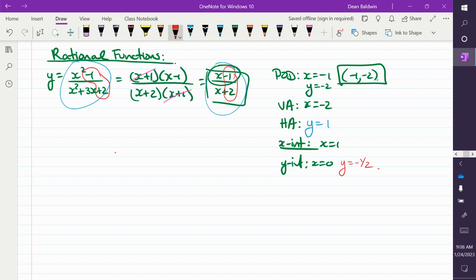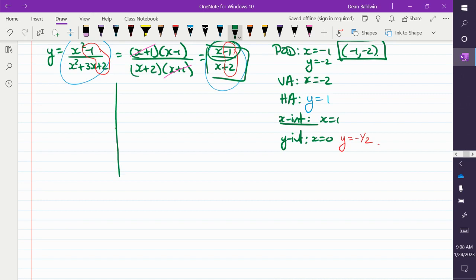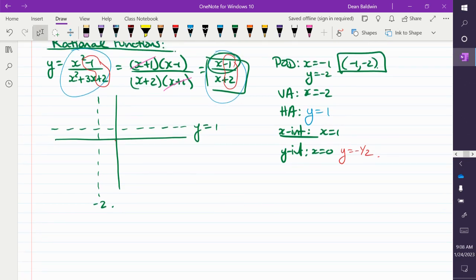All right, now we can sketch it. Vertical at -2, horizontal at 1. POD at -1, -2. X-intercept at 1. Y-intercept at -1/2.